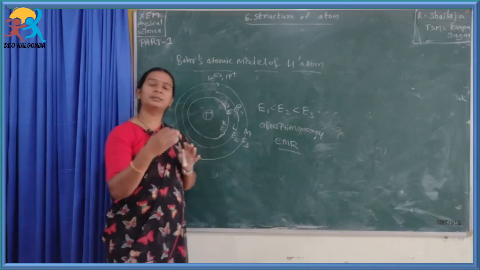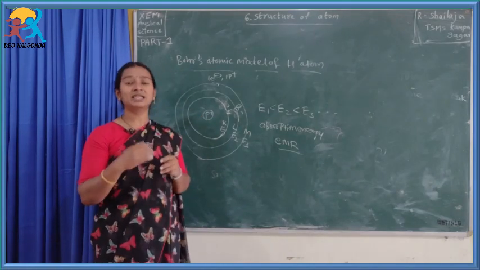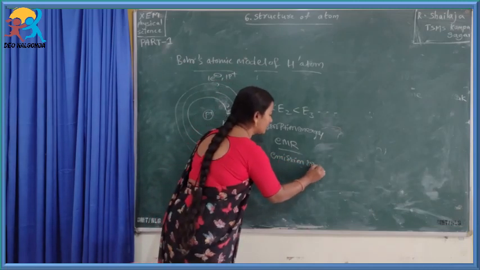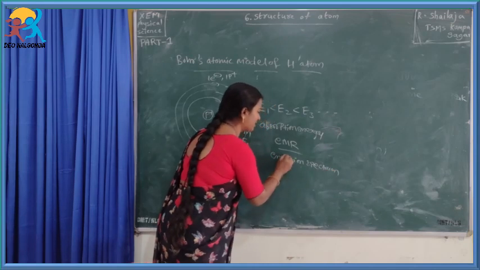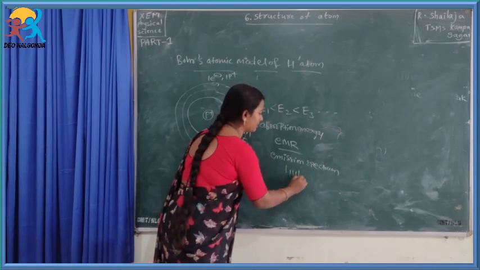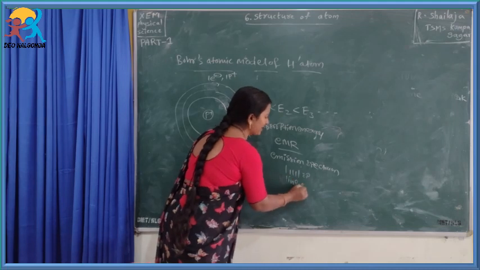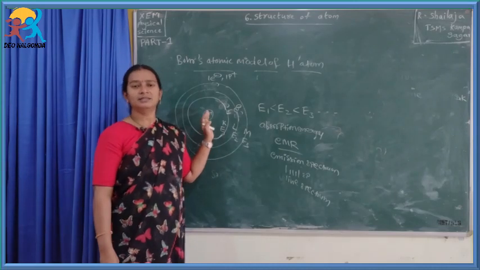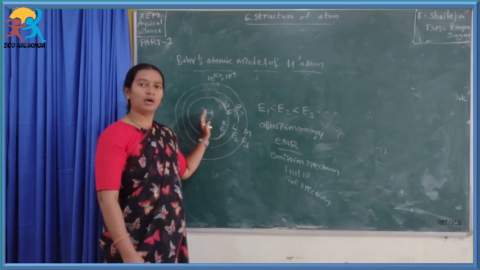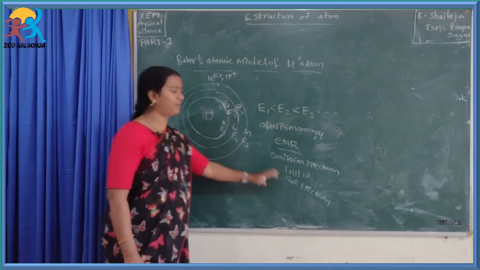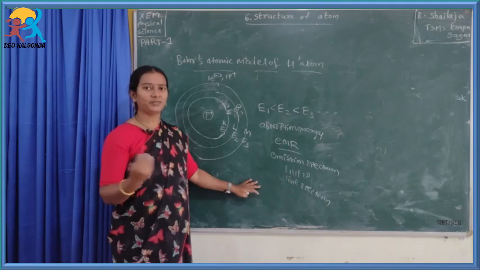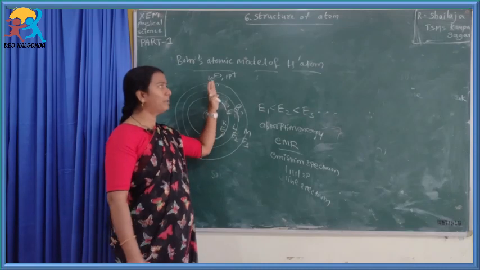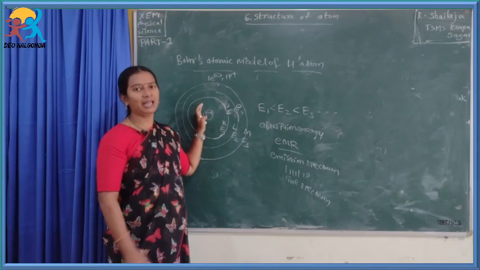So the spectrum observed for the hydrogen atom is the line spectrum, the emission spectrum. The emission spectrum is an energetic line spectrum. Bohr's atomic model is successful in explaining the hydrogen atomic spectrum, but it is not applicable to atoms containing more than one electron. It is only applicable to an atom which contains only one electron.